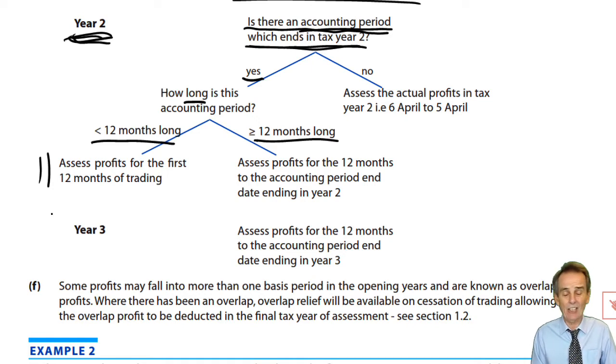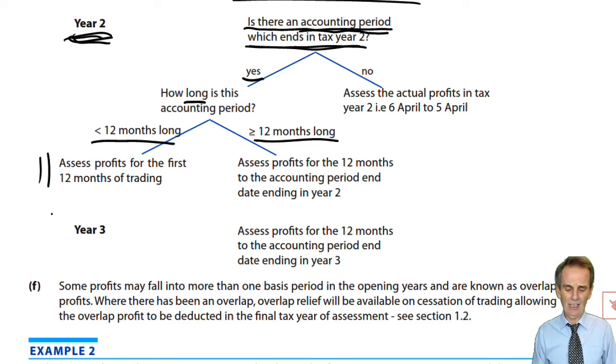From the second tax year onwards, till you get to the final tax year anyway, you're always going to assess 12 months worth of profit. It's a tax year, so you will assess 12 months of profit. The only question is which 12 months of profit will be assessed. Once you're up and running on CYB, you know what it is. It's the profits of the 12 months the accounting year ended in that particular tax year.